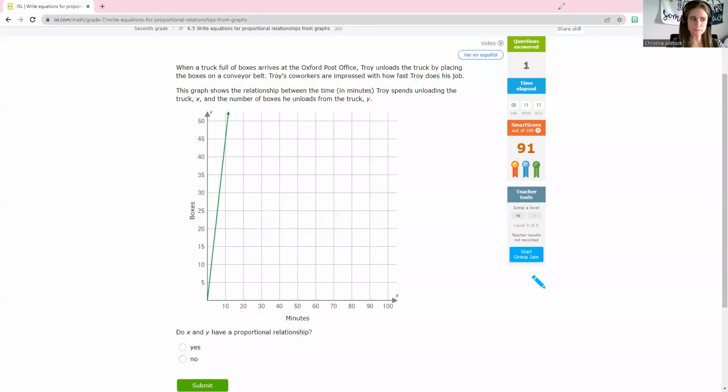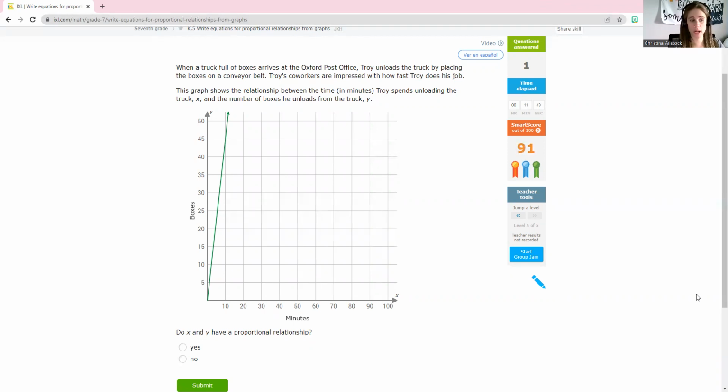All right, next question. When a truck full of boxes arrives at the Oxford post office, Troy unloads the truck by placing the boxes on a conveyor belt. Troy's coworkers were impressed with how fast Troy does his job. This graph shows the relationship between the time in minutes Troy puts unloading the truck, x, and the number of boxes he unloads from the truck, y. And we first off want to know if this has a proportional relationship.